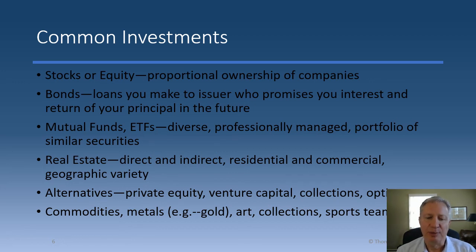There are a variety of ways to invest in real estate. Alternatives consist of private equity, venture capital, collections, and options, for example. And others might be commodities, metals like gold, silver, titanium, art, collections. I just put this in for fun. Sports teams. So there are lots of kinds of investments. We're going to talk about all of these in later chapters and in more detail. This is the end of the second segment for the investment fundamentals section.